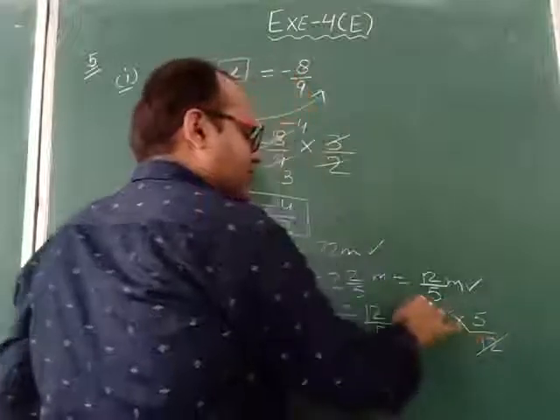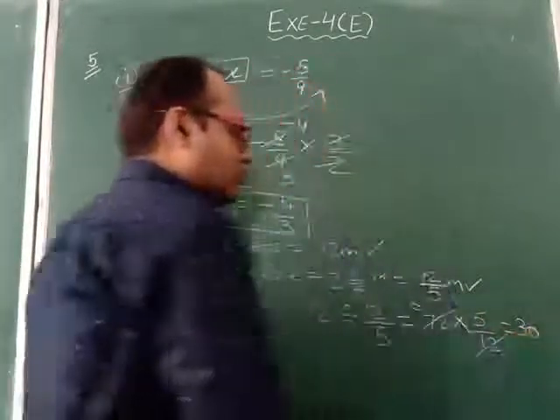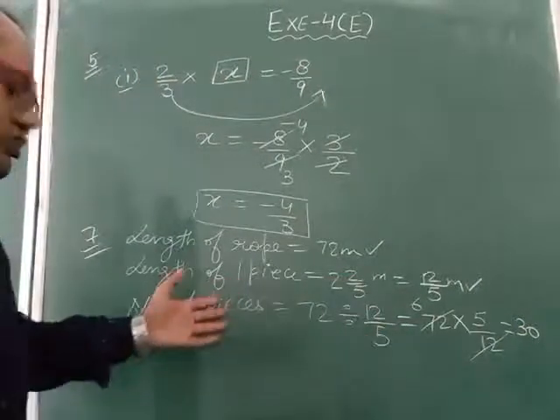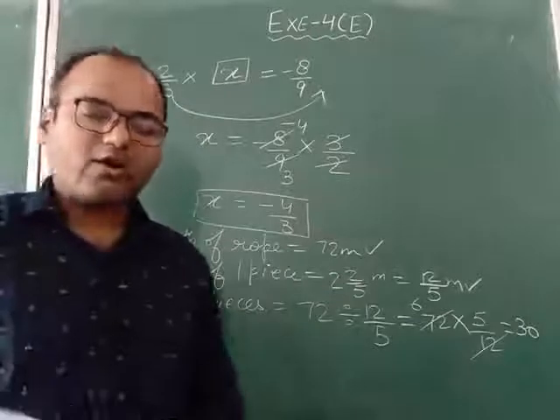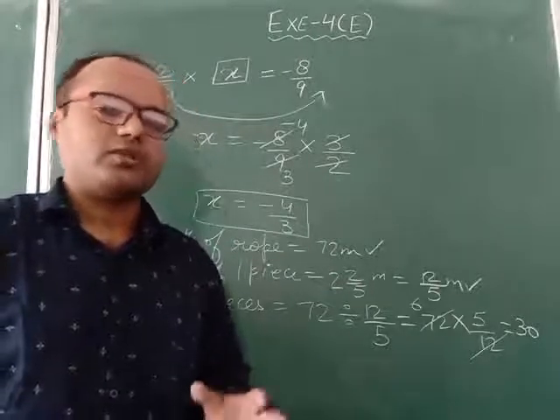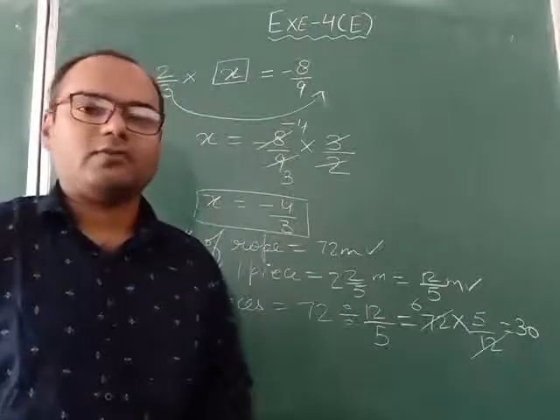12 sixes are 72. 6 into 5 will be 30. So the number of pieces will be 30. So like this you have to do question number 7. Now the rest of the parts you have to practice by yourself. Those remaining parts are the same as I explained here. So now in the next video I will explain the next exercise.